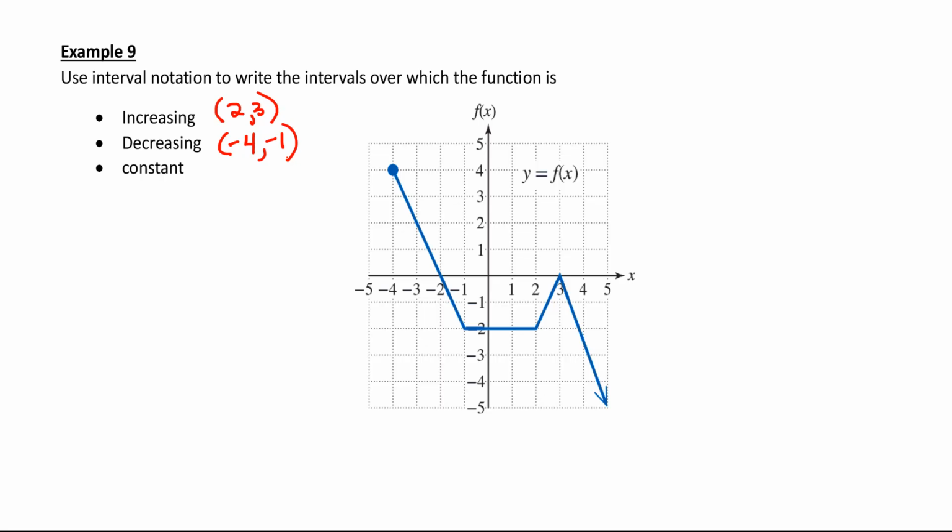And then there's another place where the function is also decreasing. It's decreasing as you go from 3 to infinity on the x-axis. So we would say union 3 to infinity. The function is constant from -1 up to 2 on your x-axis. And here we will use square brackets because constant just means it stays the same. And so here we would have -1 up to 2.